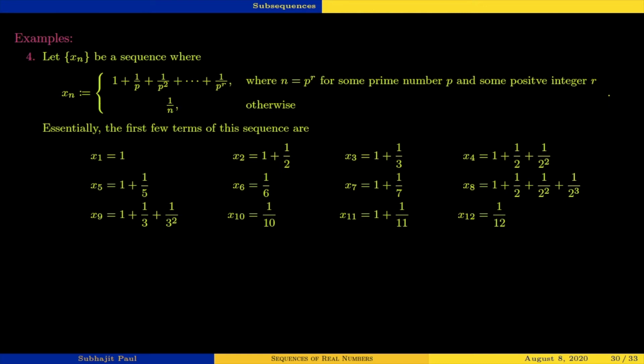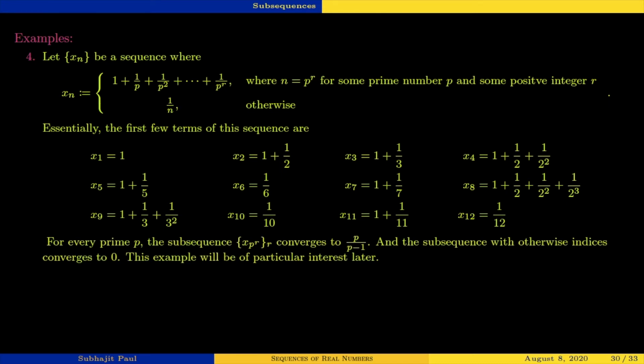Now, understand this thing. The beautiful part is, for every prime number p, the subsequence x p to the power r, so that means x 2 to the power r, let's say, so x2, x4, x8, x16, x32, this subsequence I'm talking about, x p to the power r, converges to p by p minus 1. How?